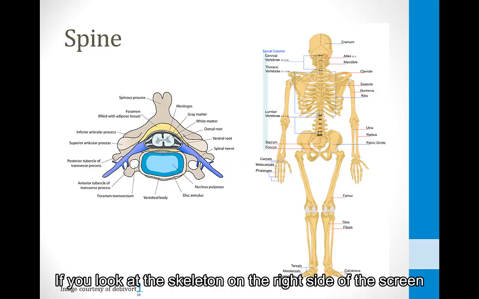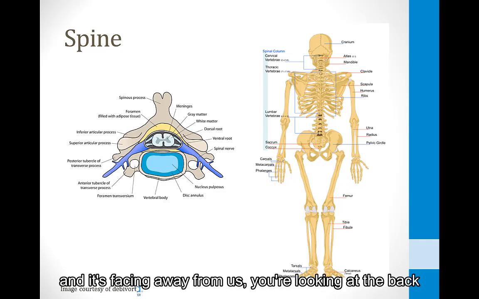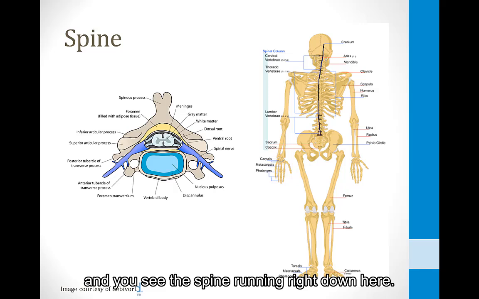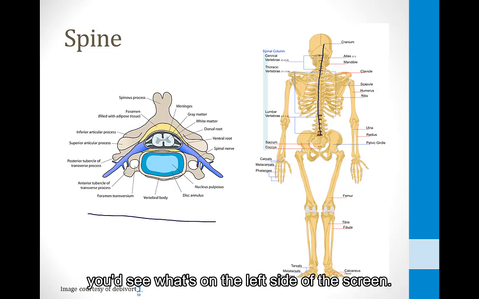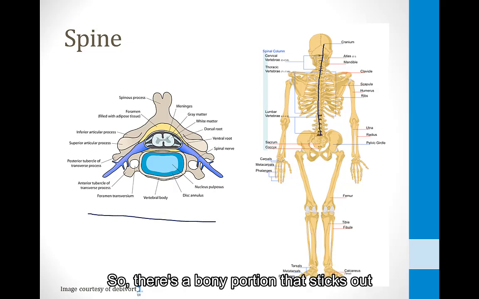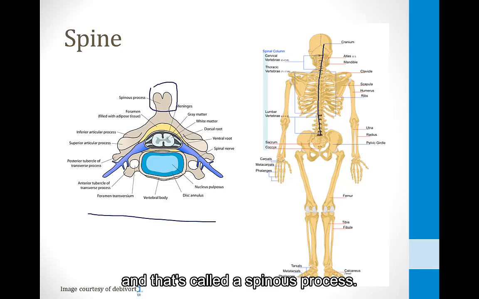If you look at the skeleton on the right side of the screen and it's facing away from us, you're looking at the back and you see the spine running right down here. And if you take one of the spinous processes out and look at it, you'd see what's on the left side of the screen. So there's a bony portion that sticks out and that's called a spinous process.